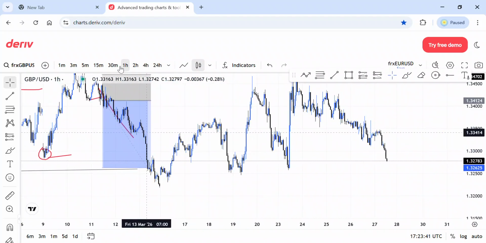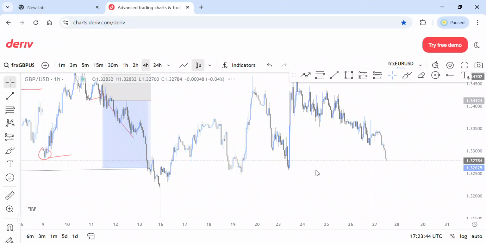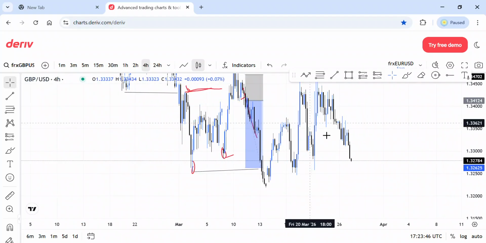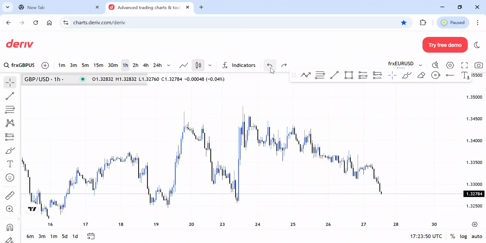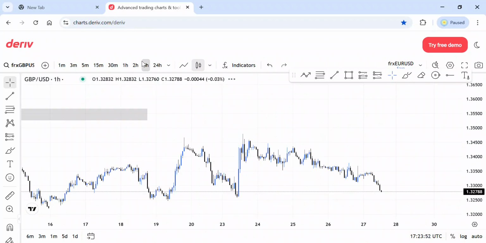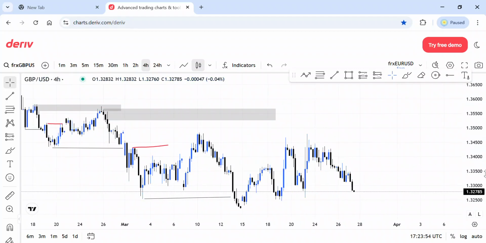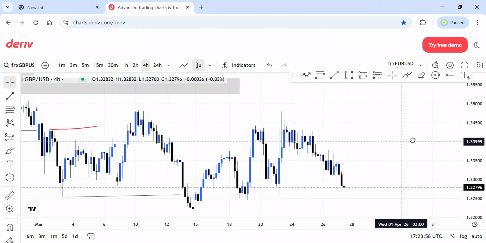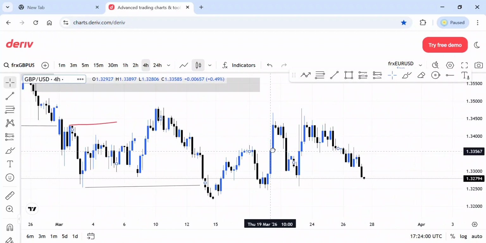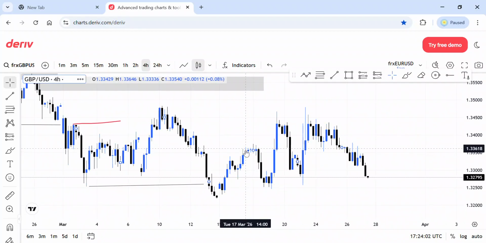So let's see what is happening currently. 4 hours. As you can see on 4 hours, we have a breakout here. Can you spot your liquidity on these 4 hours? If you can see it, just type yes in the comment section. Let me give you 5 seconds.